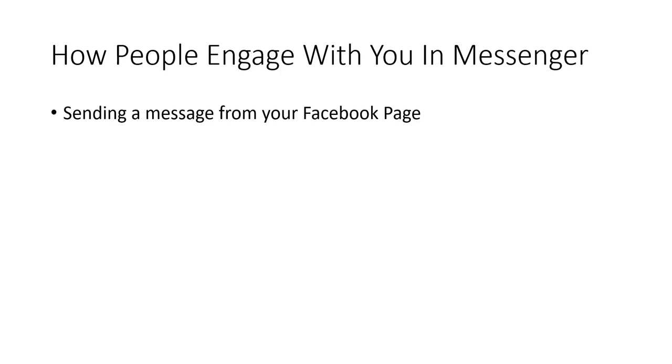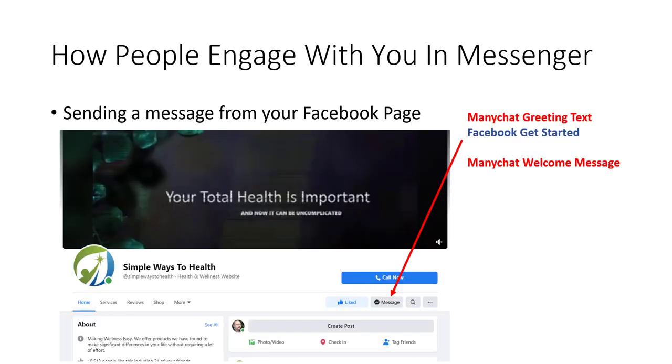One of the ways that they can do that is they can send a message to you directly from your Facebook page. And let's see what that looks like. Okay, right here on your Facebook page, you don't have to do a thing, it's automatically there. If they click here, it's going to send you a Facebook message. And what it's going to do is give them a certain amount of information, and we're going to look at that in more detail in the next slide.